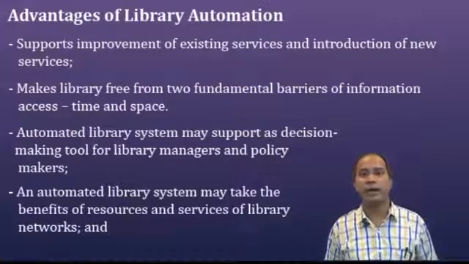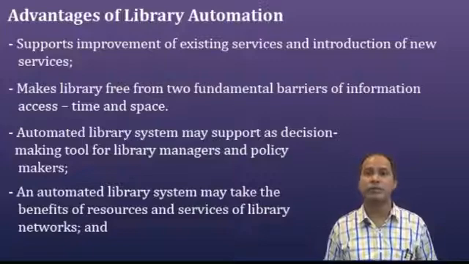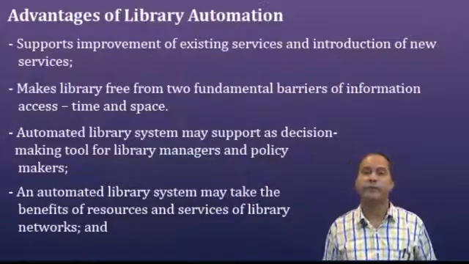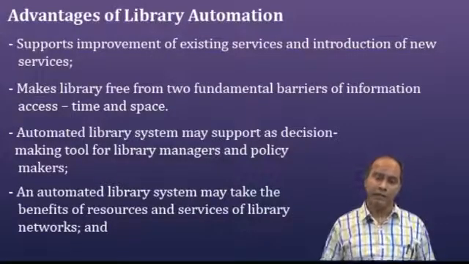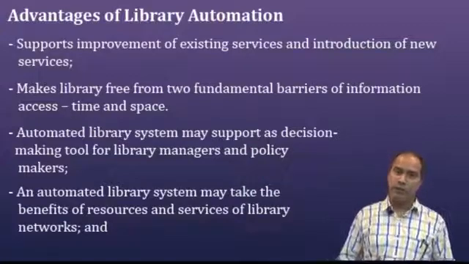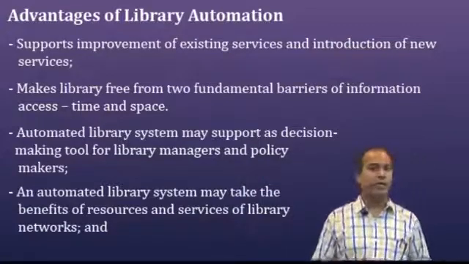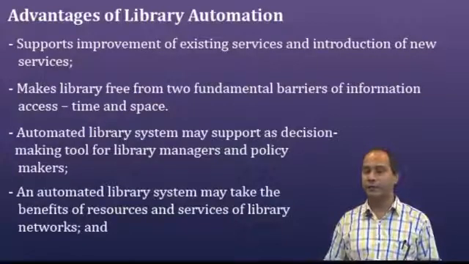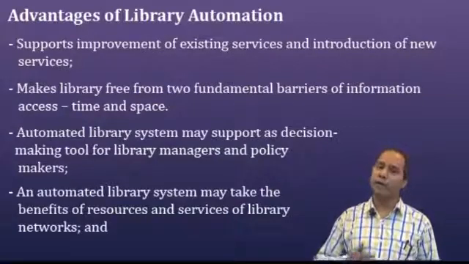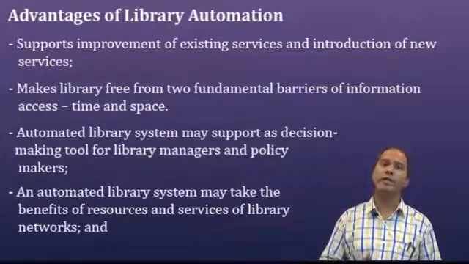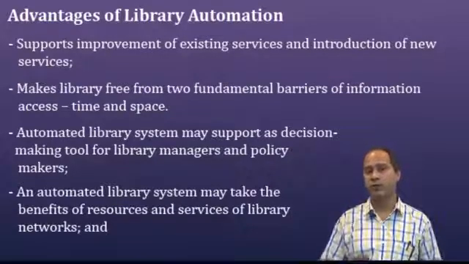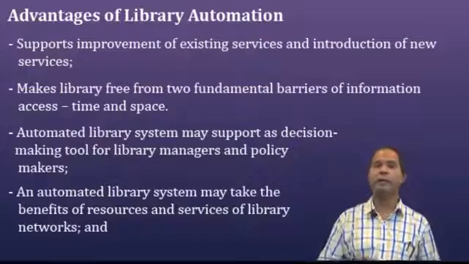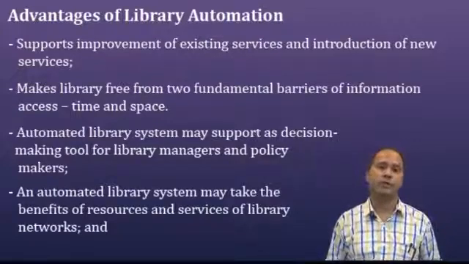Next one is that an automated library system is able to contribute to resource sharing networks, and on the other hand may take the benefits of resources and services of different library networks. That means if your library is automated, you can directly link with different kinds of OCLC services, INFLIBNET services, DELNET services, and at the same time you can donate your library data to these networks. So it's a two-way communication the moment you enter into library automation.